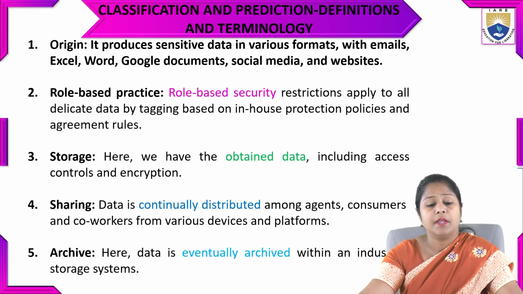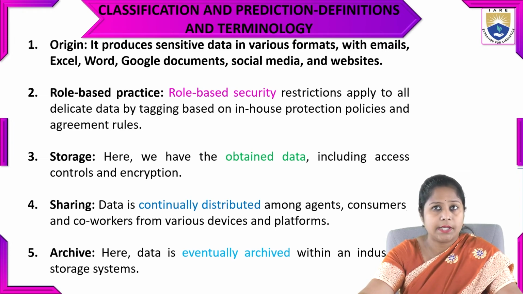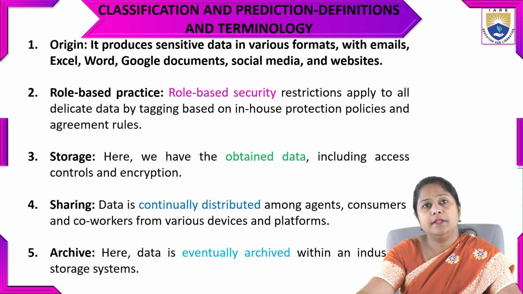So the data life cycle has the following points. Origin: it is producing sensitive data in various formats, with emails, Excel sheets, Word files, Google documents, social media data, website data. So any type of data can be there at the origin point. Role-based practice: restrictions apply to delegate each data in the form of a domain, by tagging based on in-house protection policies. What is the agreement policy? All types of data will be protected with the help of policies. What are the agreement rules?